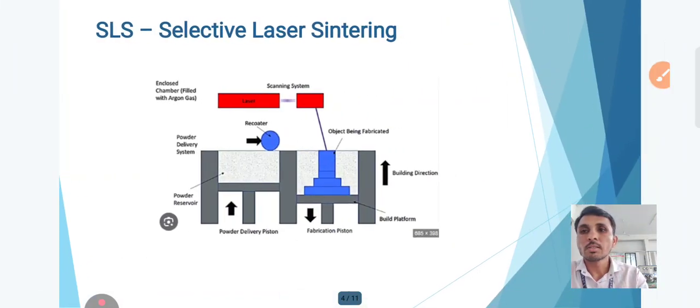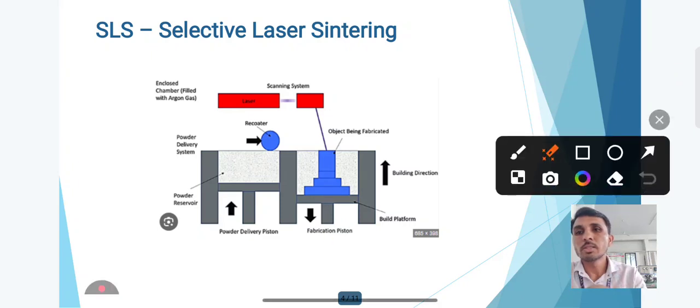Now we see the construction of SLS. SLS basically consists of 2 or 3 chambers. Here we see first chamber, second chamber. In some cases there is a third chamber also. First chamber consists of powder reservoir. Second chamber consists of build platform where the 3D product is printed. Again it consists of roller, then again it consists of laser and XY scanning mirror.